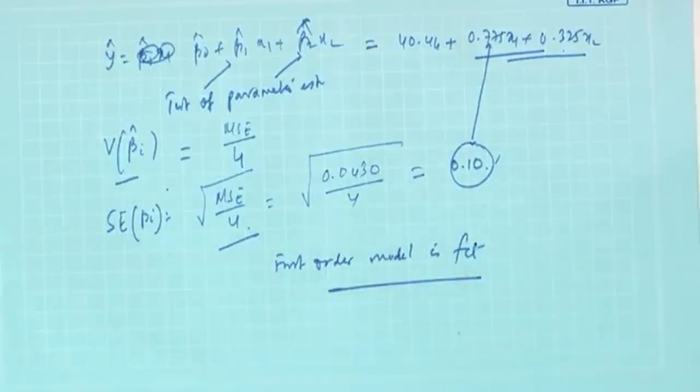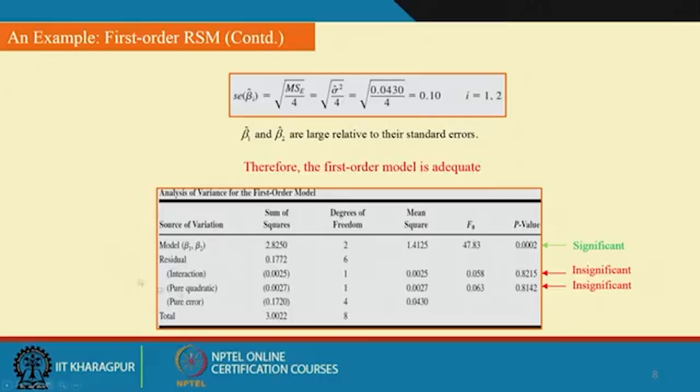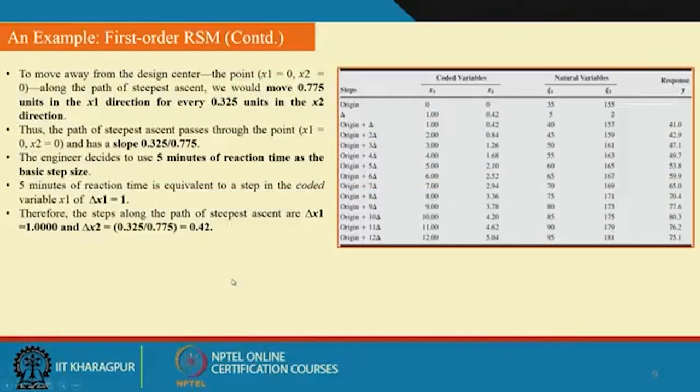Okay. So, the first order model is fit. Now, this is your ANOVA table. I will not discuss ANOVA further because you all know the ANOVA model is significant and the residual is this much, and the interaction and pure quadratic terms are insignificant, and pure error is 1720, which you have seen earlier. So, the total is this, and this ANOVA table is also supporting that the first order model is fit. Once the first order model is fit, you get the direction.